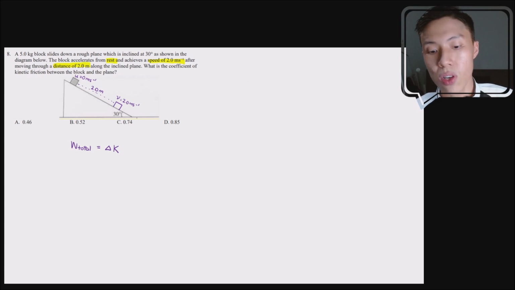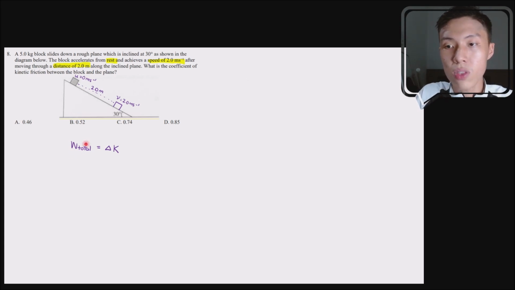Okay, so since we are going to look at total work done, that means we need to know all the forces that are acting on it. Then only are we able to find the work done by all of these forces, and the total work done. So let's start by drawing a free body diagram for the situation now.